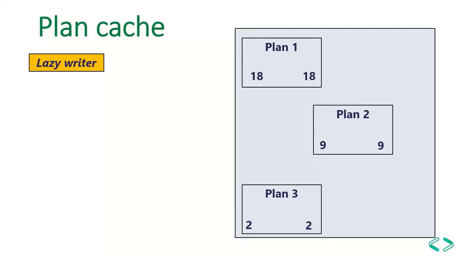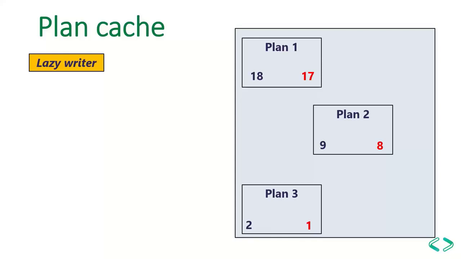Once it gets kicked in every minute, it will see if there are any least recently used execution plans. Once it finds them, it will decrement the complexity countdown value by 1 on each object that did not get used. In our example, none of them have been used. So the lazy writer will decrement the plan 1 complexity countdown value from 18 to 17, plan 2 from 9 to 8, and plan 3 from 2 to 1. And then the lazy writer will go away. In the very next minute, the lazy writer will kick in again to see if there are any least recently used execution plans. In our example, none of them will be used again.